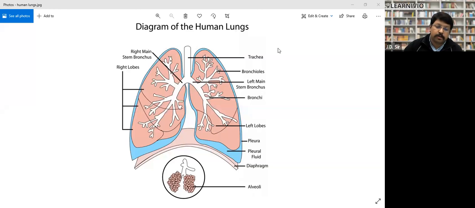Now these are the human lungs, right? This is a diagram of human lungs. Look, the left part of the lungs is smaller than the right. The reason is that this part is covered by the heart. A space is there for our heart, and this part is called the cardiac notch. The heart remains fit at this point.